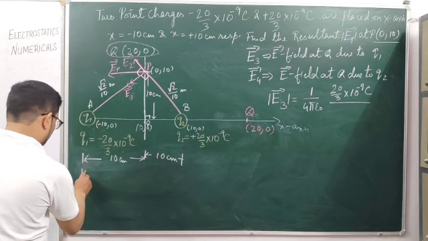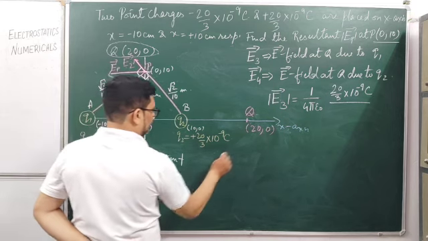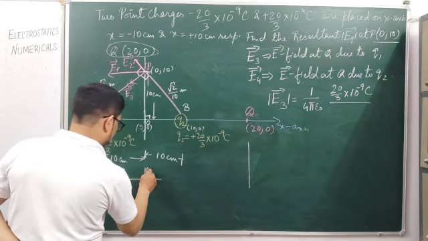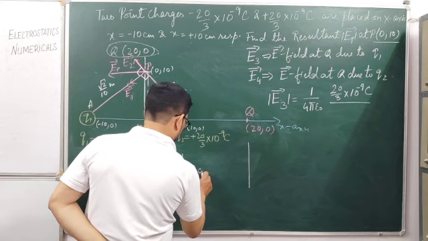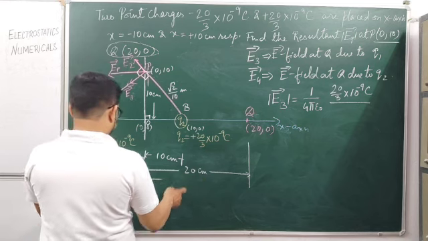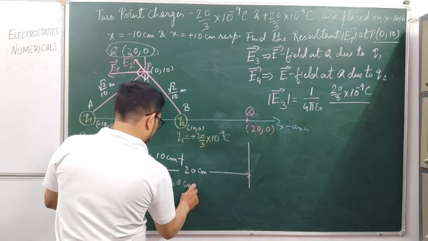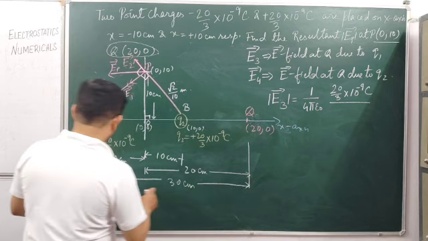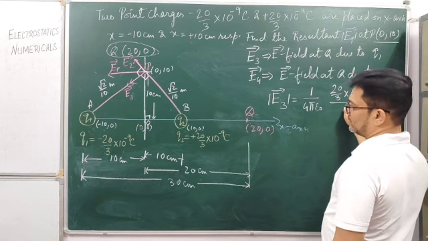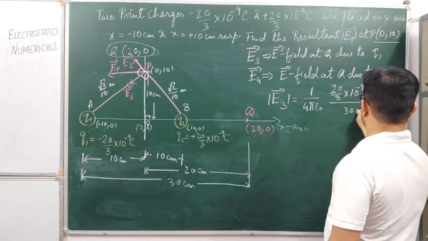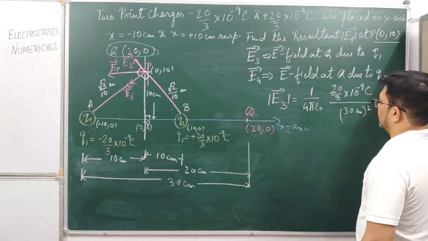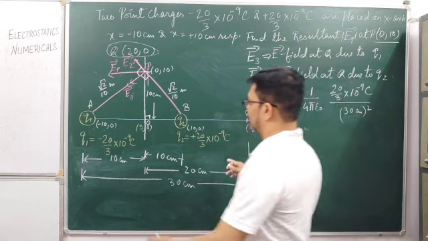And we now want the distance from Q1 to this point. Here this is 20, so from origin to Q is 20 centimeter. But we are interested in the distance from this position, so 20 plus 10, it's going to be 30 centimeter. So 30 centimeter would be the distance QA, and this is QA squared, 30 centimeter squared, is the distance.